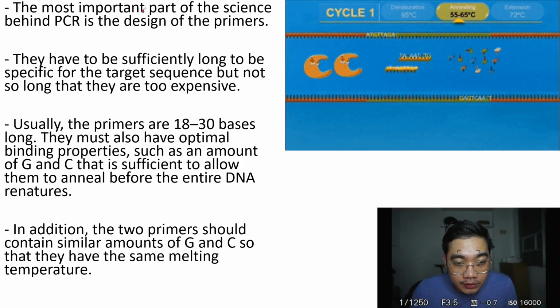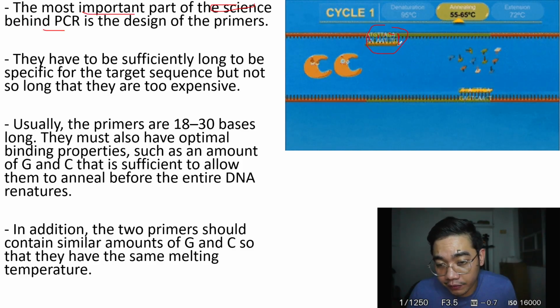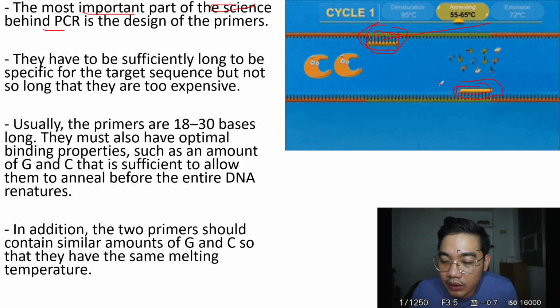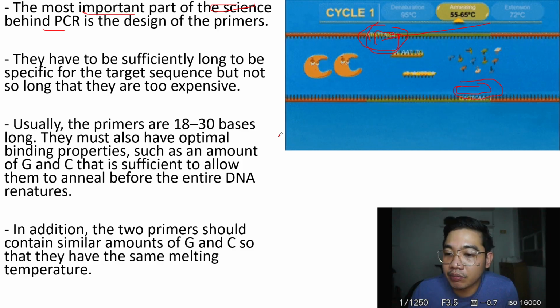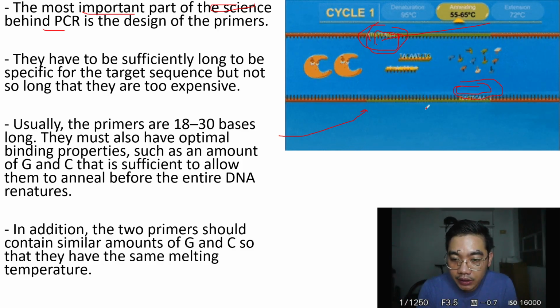The most important part of the science behind PCR is the primers. It needs to be long enough so that it will bind to the specific start of that target gene, and it should be short enough so that it is not too costly. Mind you, this is very expensive to develop. Before, primers were made through cloning, recombinant DNA. I'm not saying that PCR has superseded cloning, because cloning still has a part, especially in prototyping or the initial stages of development of reagents for PCR.